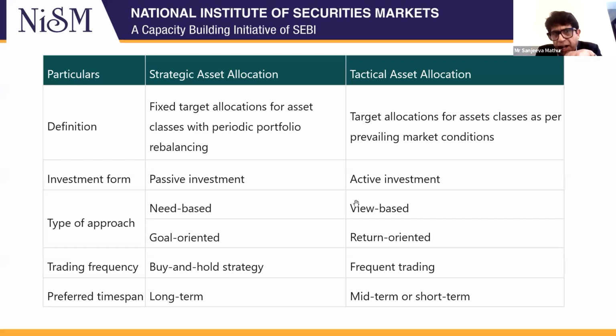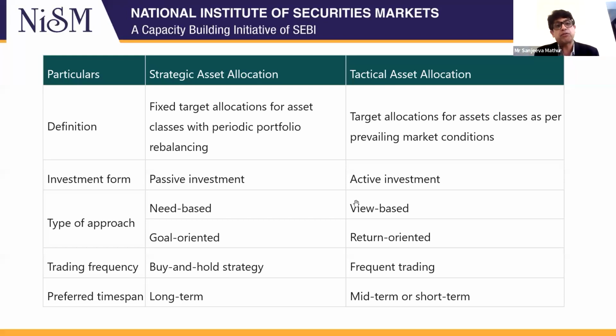Very important: strategic allocation and tactical. I made the slide. It's very important for you to understand the definitions. Strategic: fixed target allocation for asset classes with periodic portfolio rebalancing. When I say rebalancing, I mean equity, debt, etc. Tactical: target allocation for asset classes as per prevailing market conditions. Oh, the market looks very volatile, let me keep my money in debt, I will move into equity later. Let me move from small cap to mid cap, or small to large cap, or large cap to debt.